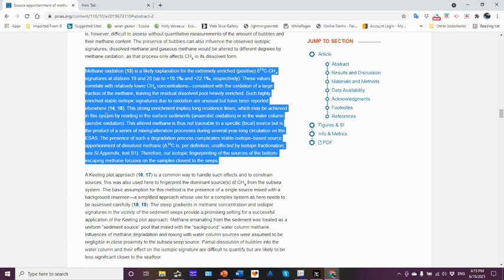which may be achieved in the system by residing in the surface sediment, basically anaerobic oxidation, or in the water column, aerobic oxidation. In other words, what they're saying is through anaerobic means, the methane becomes CO2. In the water column, through aerobic means, the methane becomes CO2. So either way, whether methane gets released to the atmosphere or not, it's being changed into CO2, which will eventually get its way into the atmosphere.